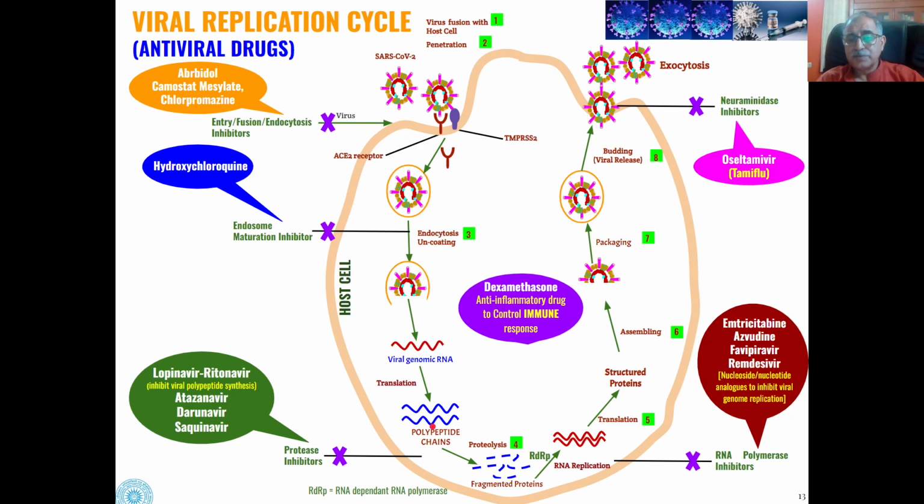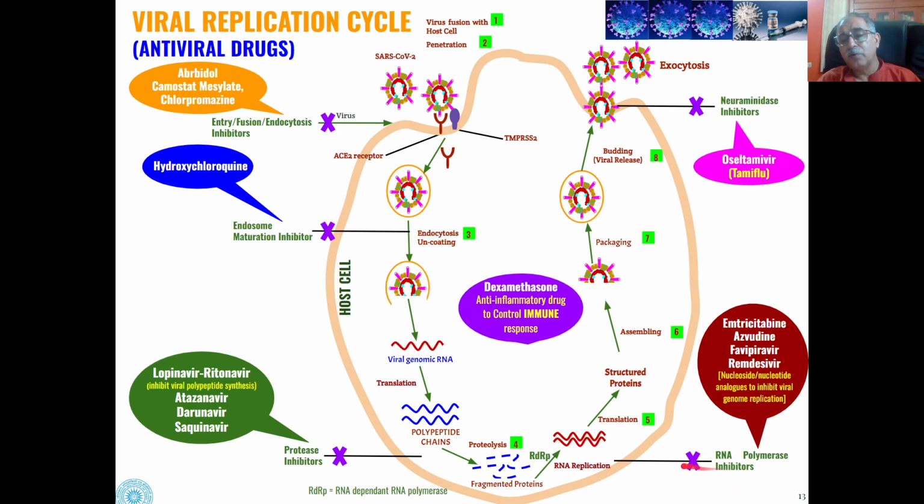Similarly, conversion of these polypeptide chains into fragmented proteins can be inhibited by protease inhibitors like lopinavir or tenofovir combination, or atazanavir, darunavir, or saquinavir. All these antiviral agents, which are used for some other purposes like HIV or influenza, were also found effective for inhibition of this process of proteolysis.